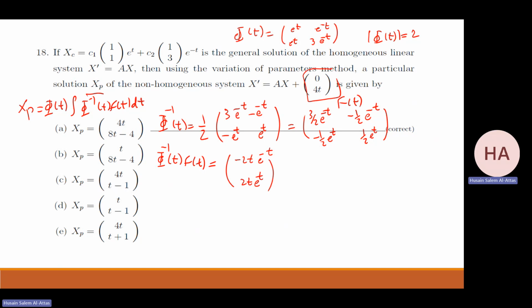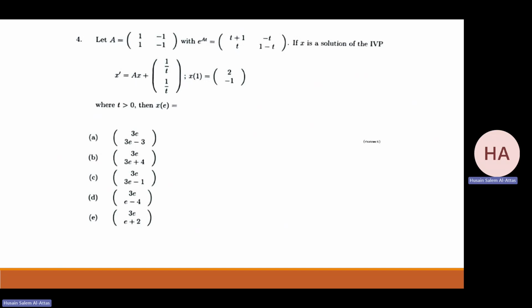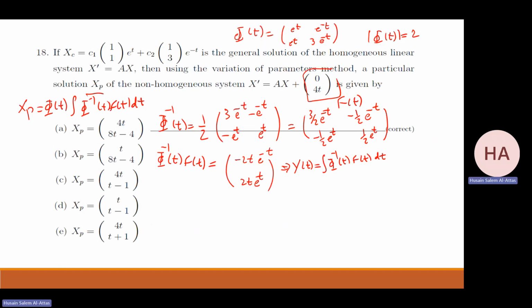Yeah, I need to do the integration. I need my parts. Y of t, the integral of phi inverse of t f of t dt. Yeah, be careful with this integration. Now what will be the integration? Yeah, I need to integrate this. Let me do it here. Minus 2t e to the minus t, minus 2, 0. This is plus. This is minus.